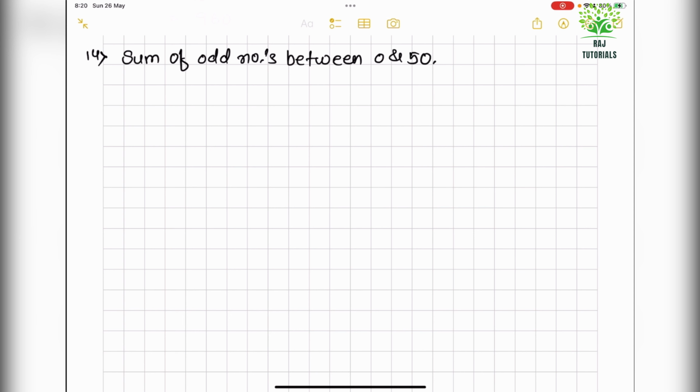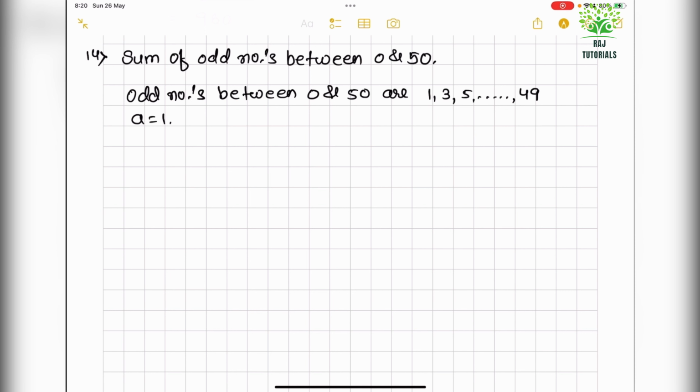Next he has asked us the sum of odd numbers between 0 and 50. So odd numbers between 0 and 50 are 1, 3, 5, till the last number will be 49. So here a is 1, d is 2, and an, or last term, is 49.